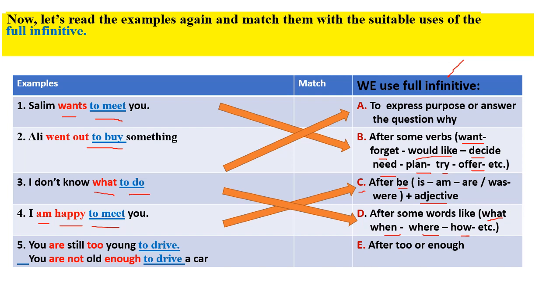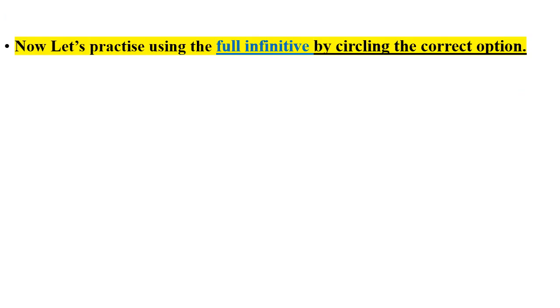Last one, E. After the words too or enough. A good example is example 5. So after them we use full infinitive. You are too young. So here, look here, too young to drive. After too comes full infinitive. Again, you are not old enough. So after enough comes full infinitive, to drive. To plus the base form of the verb. I hope you understood the uses and rules of full infinitive with the examples given.